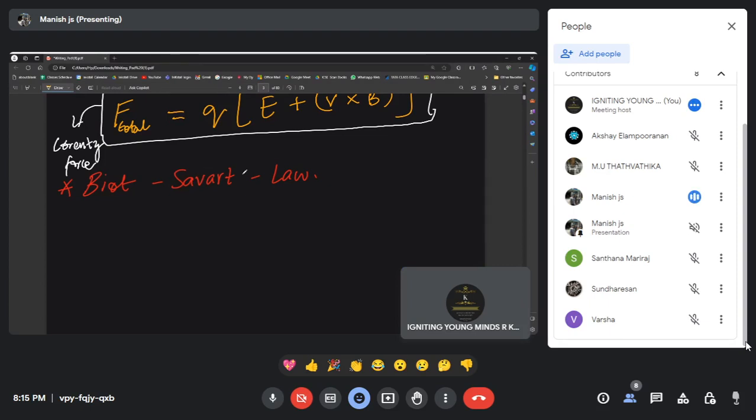So coming back, what is Biot-Savart law? According to this law, what we are going to do is take a current carrying conductor. I'm taking a conductor which is carrying current, say like this. I'm taking an arbitrary conductor, not necessarily a straight current carrying conductor. Please have this in mind.